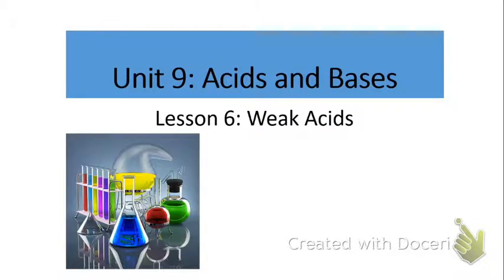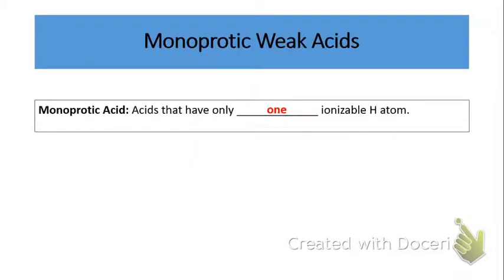Lesson 6, weak acids. Now, a monoprotic acid that's weak only has one hydrogen that is able to ionize in the presence of water or another base. So, for example, let's give you a generic equation. Let's say we have a weak acid, represented by HA, and it's only going to have one acidic proton that's going to be able to be transferred to our base. In this case, it's going to be water.